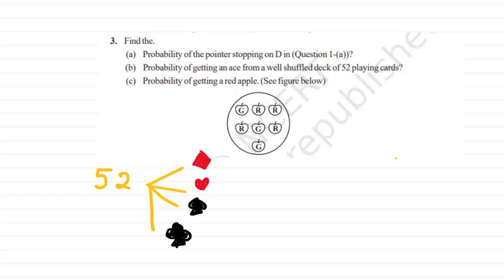So here, the first one is diamond. For diamond you have 13 cards. For heart also we have 13 cards, and for spade 13, and for club also we have 13 cards.